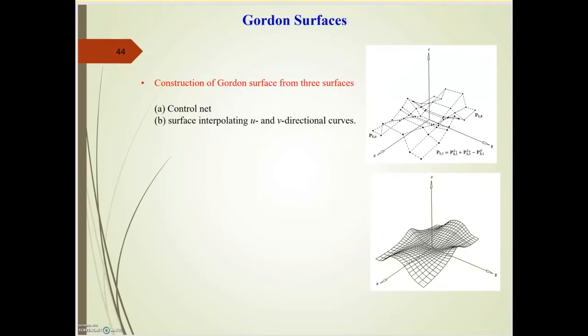Construction of Gordon surface from three surfaces. Control net, surface interpolating U and V directional curves. In the first figure, we use a control net for the construction of the Gordon surface from three surfaces, for which we get the final equation as P = P^L1 plus P^L2 minus P^T. And in the second figure, we can easily see the surface interpolating U and V directional curves.